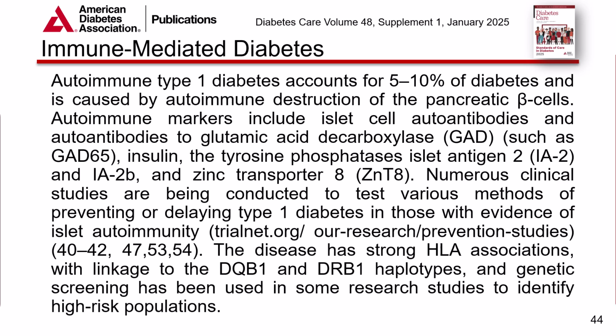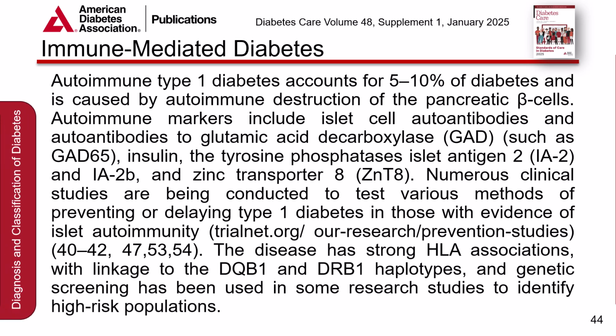Immune-mediated diabetes. Autoimmune type 1 diabetes accounts for 5 to 10% of diabetes and is caused by autoimmune destruction of the pancreatic beta cells. Autoimmune markers include islet cell autoantibodies and autoantibodies to glutamic acid decarboxylase, GAD, such as GAD65, insulin, the tyrosine phosphatases islet antigen 2 and islet antigen 2 beta, and zinc transporter 8.